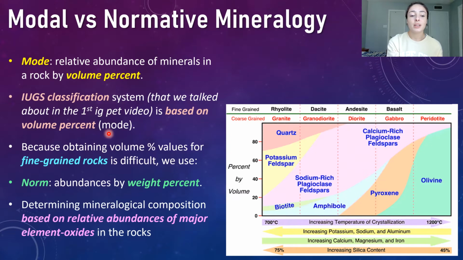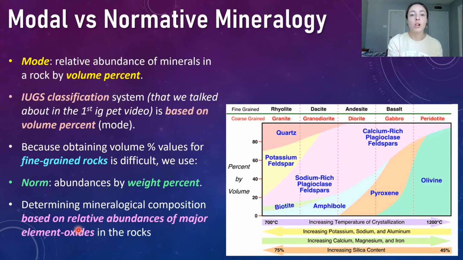And that just means that we take the abundances by weight percent rather than volume percent. And instead of the mineral relative abundances, we actually look at the relative abundances of major element oxides. For example, we look at iron oxide and magnesium oxide versus calcium, sodium, and potassium oxides for more mafic versus more felsic compositions, etc. And then we get more specific as we go.